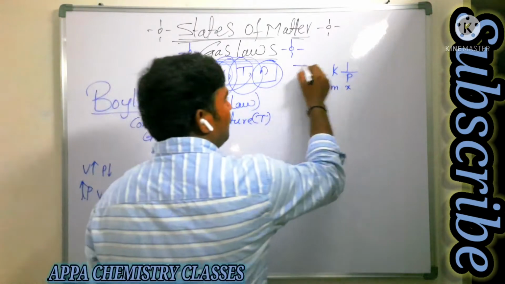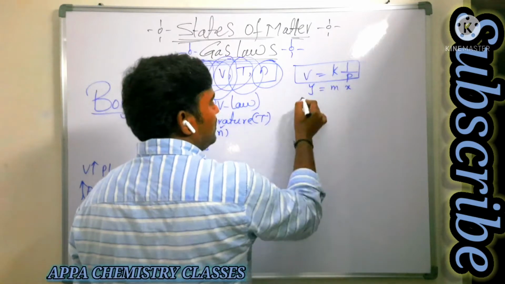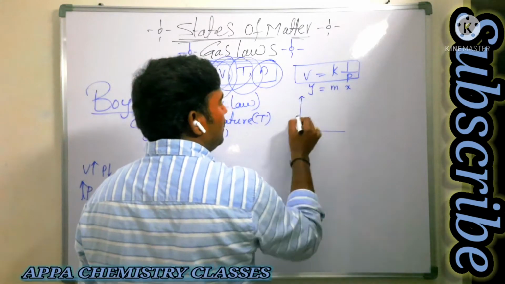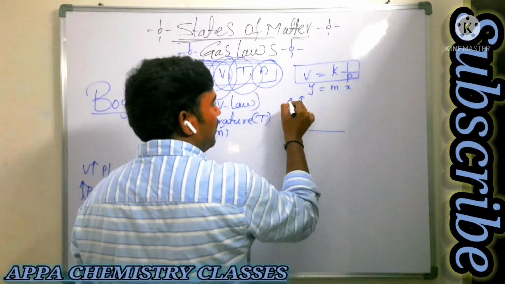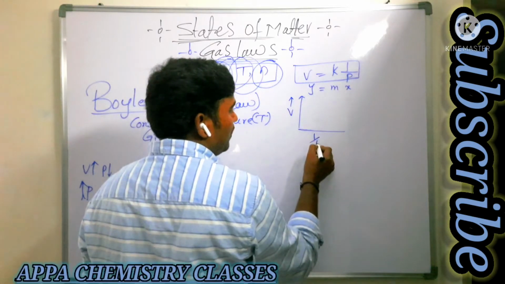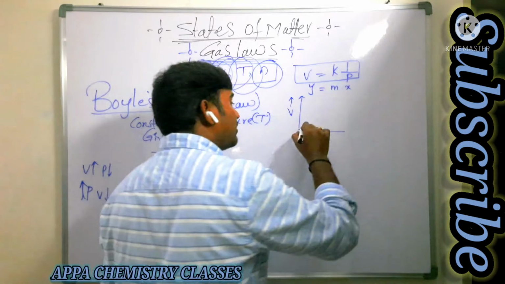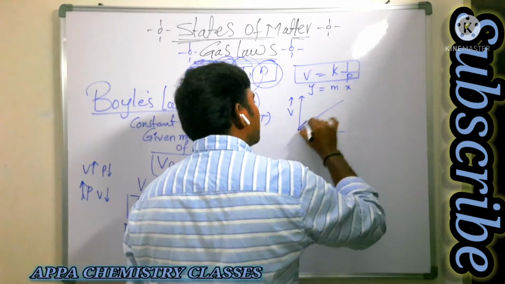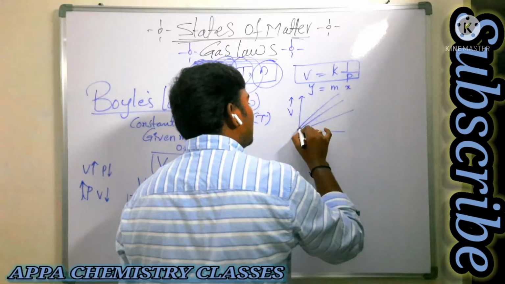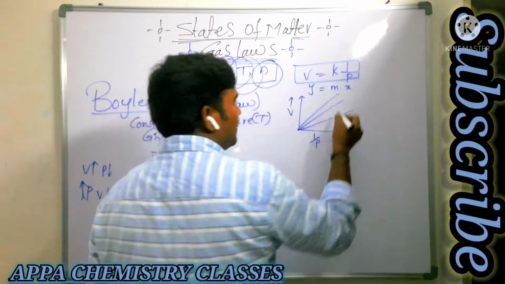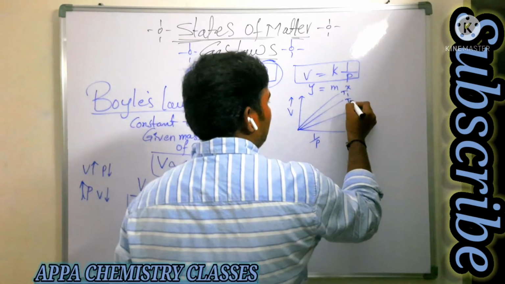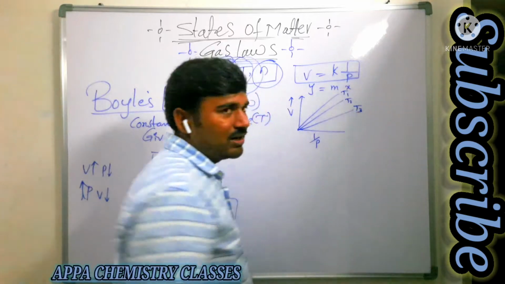That is, it is in the form of Y is equal to mx. Now when you are plotting on the Y axis the volume, and on the x axis 1 by P, how are you going to get the Y is equal to mx curves? Passing through the origin, at different temperatures. Say for example, T1 temperature, T2 temperature, T3 temperature, like that.